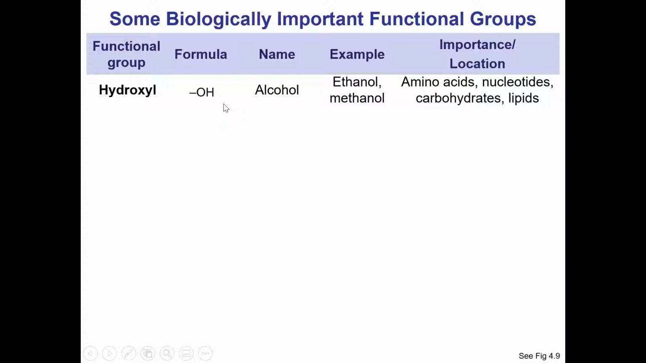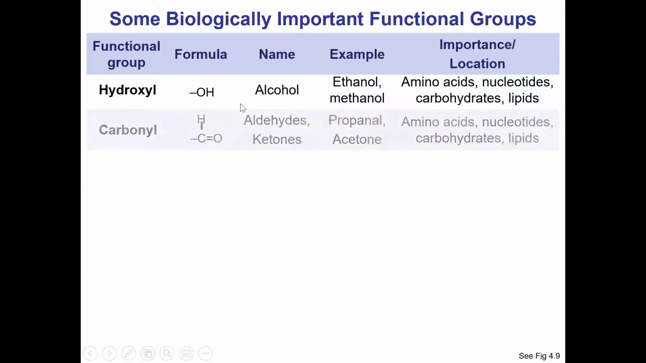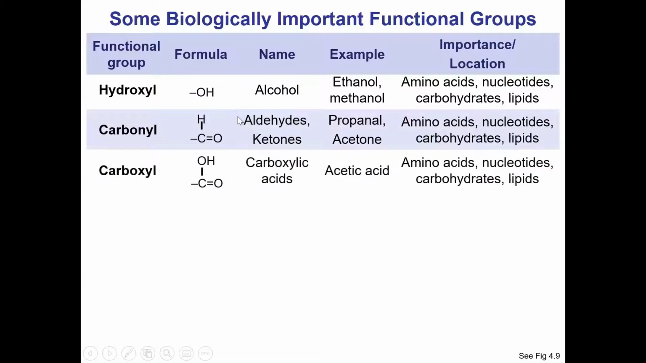You're going to see a lot of those in carbohydrates. Second is carbonyl, also found in carbohydrates. You can see it's a C double bonded to O. We have the carboxyl group, or carboxylate group, which is found in carboxylic acids. So it could be found in fatty acids and amino acids is where we're going to find this one.